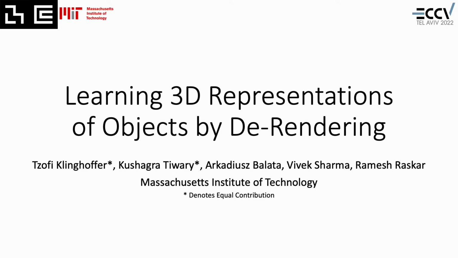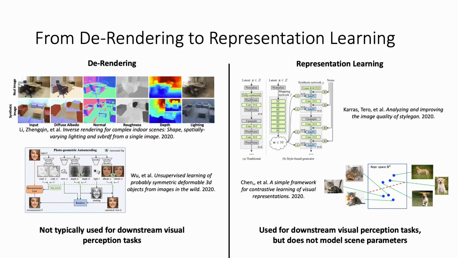Hi, we present learning 3D representations of objects by derendering, a new method that uses derendering to learn representations of images for use on downstream tasks. Derendering aims to predict physical scene parameters including albedo, geometry, lighting, camera position, and so on from an input image. However, derendering is not typically used as a way to learn representations for use on downstream computer vision tasks.